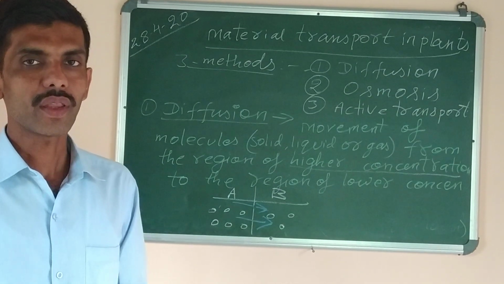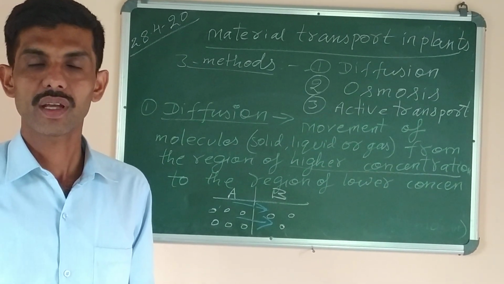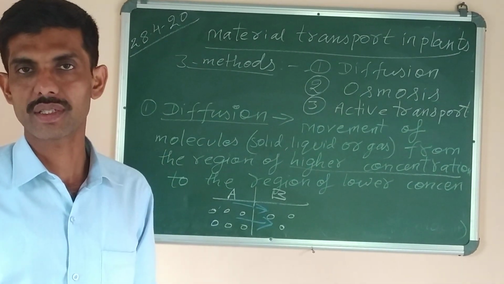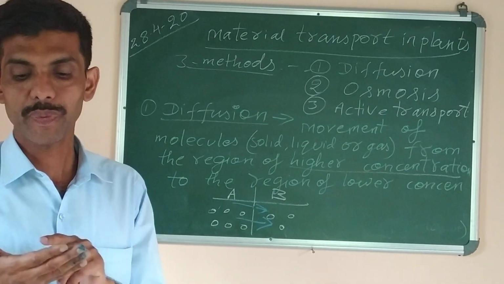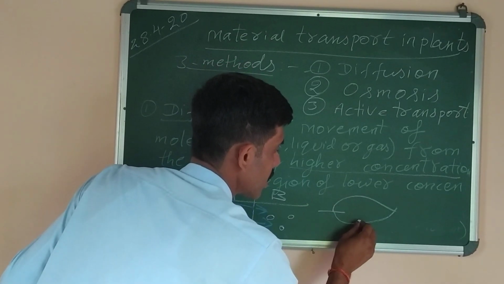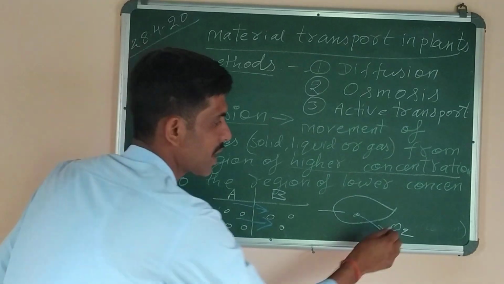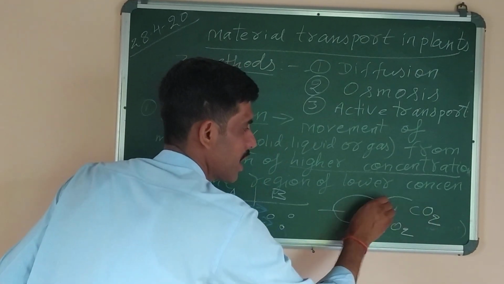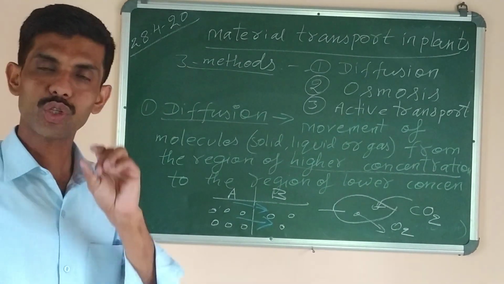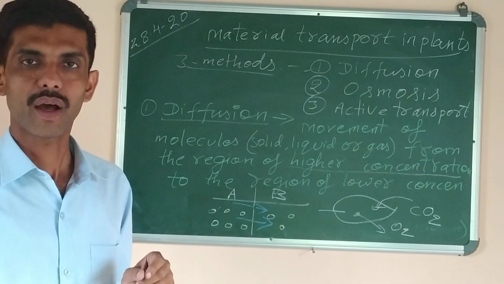So in the daytime, for the exchange of gases, the plants produce oxygen during photosynthesis, and this oxygen diffuses through the leaves. Through the stomata, the oxygen will diffuse outside. Similarly, carbon dioxide which is present in the atmosphere enters inside the leaves through the stomata, which are tiny pores present on the lower surface of the leaves.